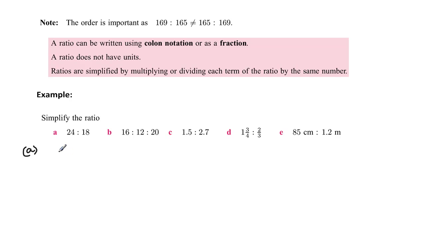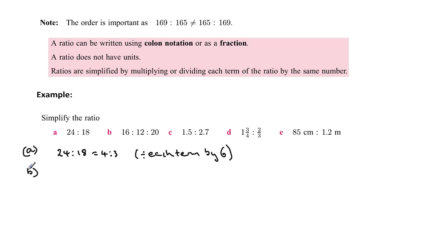So 24 to 18 turns out to be 4 to 3. And we would get this by dividing each term by 6. All right. Now, your calculator can do this. You can actually put this in your fraction key, 24 over 18, but you need to make sure that your answer comes out as an improper fraction. So your calculator will simplify these down for you.